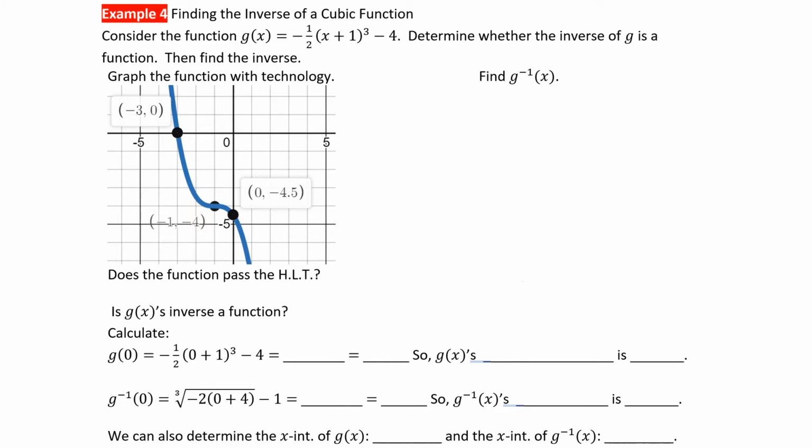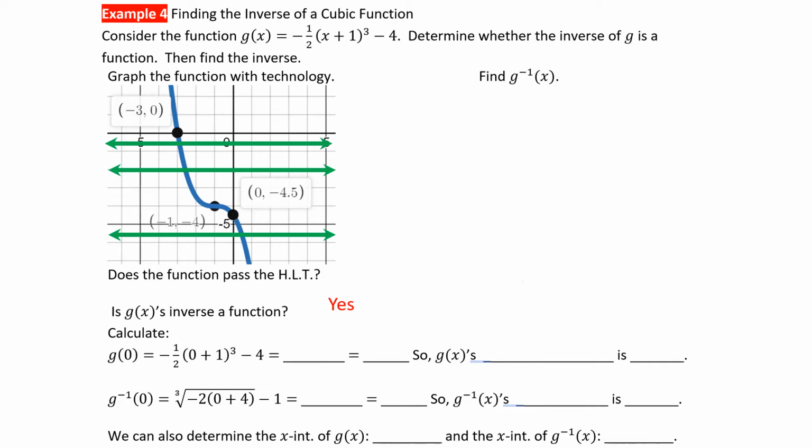We answer that question by looking at the horizontal line test. When we draw in an infinite number, I've got 3 here, but an infinite number, do we pass that through that function only once? The answer is yes, and so not only does it pass the horizontal line test, but it also tells us that the inverse is a function.